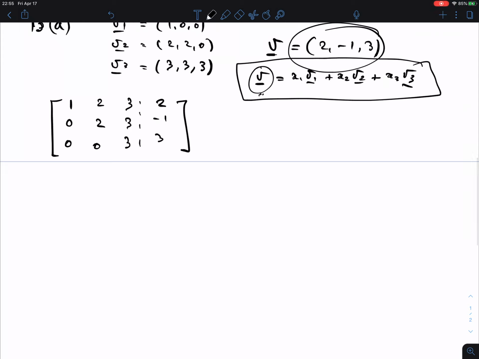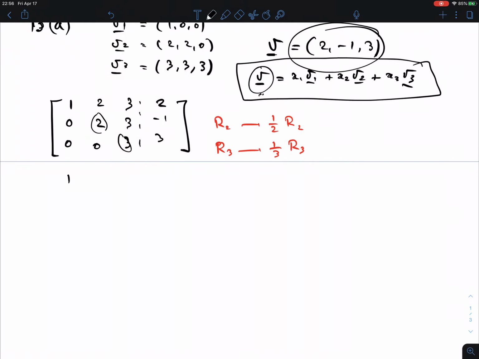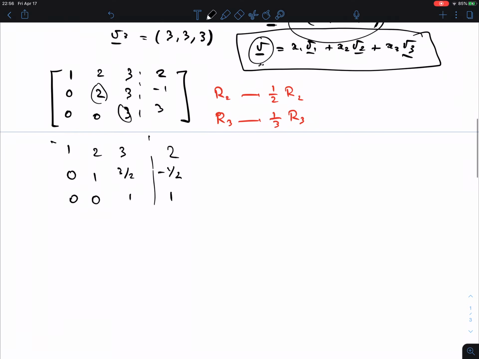And now we have to row reduce. We're almost in echelon form, except that this and this have to be a 1, so we have to do some divisions here. Row 2 divided by 2, row 3 divided by 3. So you see, sometimes fractions are inevitable. So what we get is 1, 2, 3. We don't do anything with this one yet. 0, 1, 3 halves, minus a half, 0, 0, 1, 1. Okay, so this is already our echelon form.